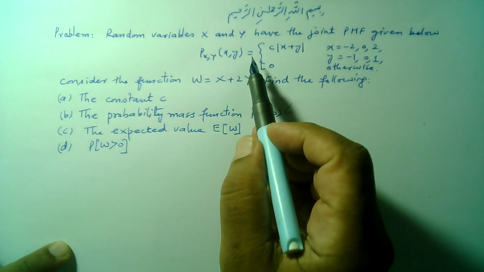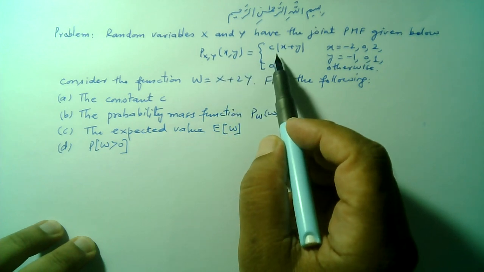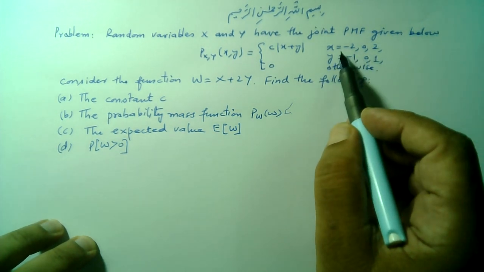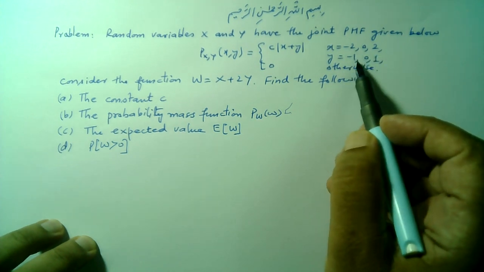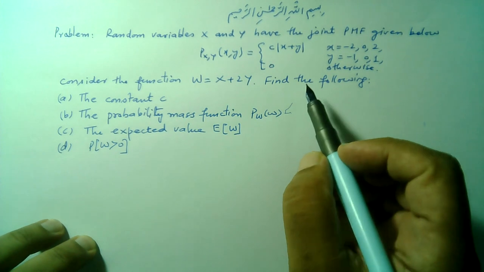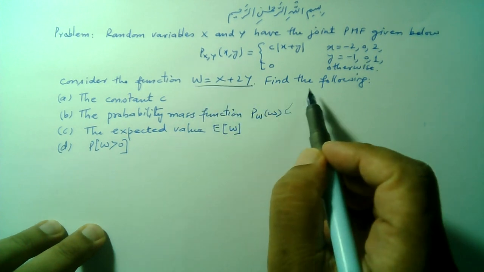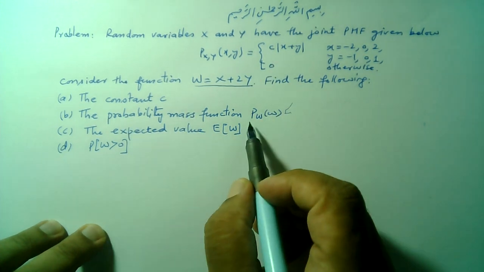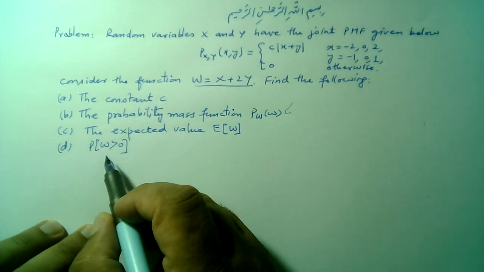So here we have a problem. Random variables X and Y have the joint PMF given below. P_{X,Y}(x, y) is equal to c multiplied by the absolute value of x plus y, and X takes on values minus 2, 0 and 2, and Y takes on values minus 1, 0 and 1, and this joint PMF is 0 elsewhere. So consider the function W equal to X plus 2Y, and we are supposed to find the following. Number one, the constant c, the probability mass function P_W of w, the expected value of W, and the probability that W is greater than 0.